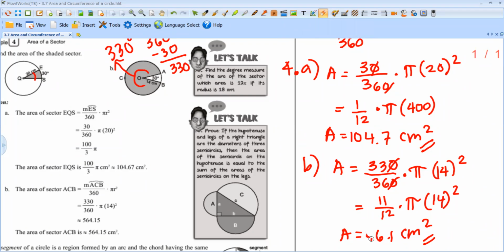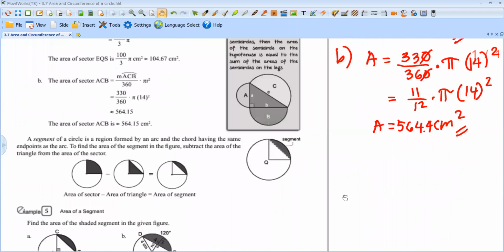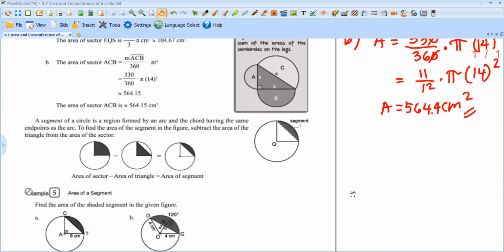All right. 564. Use the pi button so that it's easier. 564.4. Okay. Question on this. Area of the sector, it's clear. No, so we have still 30 minutes probably.